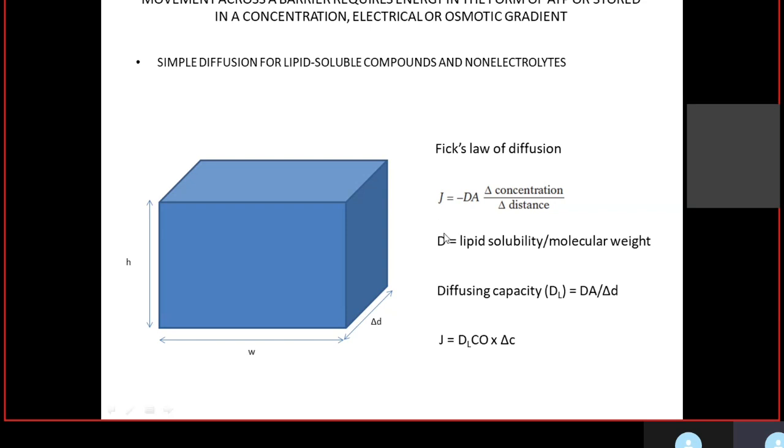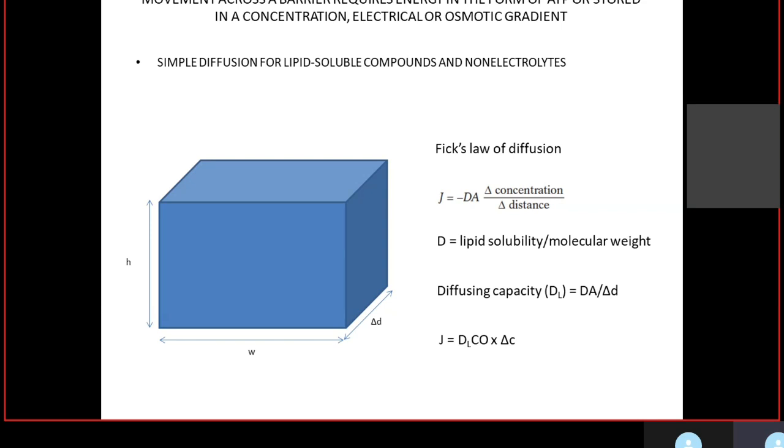And the diffusion constant here is D. It is talking about the property of the molecule itself. And the two properties we're looking at are: first, the lipid solubility of the molecule. How well does the molecule love lipid? And secondly, the weight of the molecule. How large is the molecule, or how small, or how heavy is the molecule?